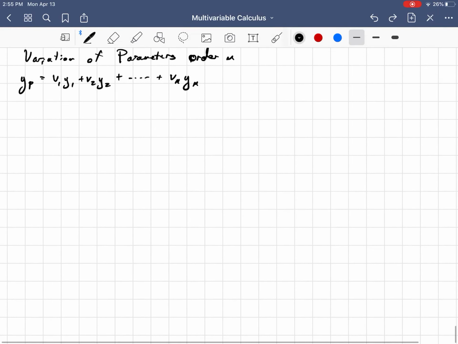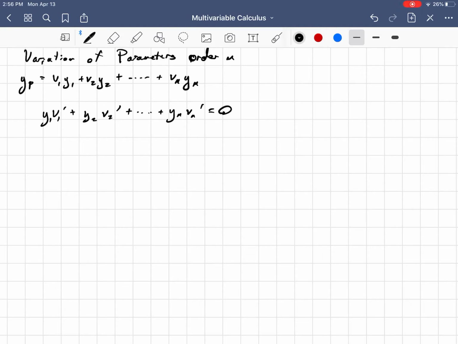And if we're finding n different things, we need n different equations, so we have to impose n different conditions on the variation of parameters. The first n minus 1 follow a nice pattern. We start and we say y sub 1, v sub 1 prime plus y sub 2, v sub 2 prime, plus dot dot dot plus y sub n, v sub n prime is equal to 0, because there's n of them.